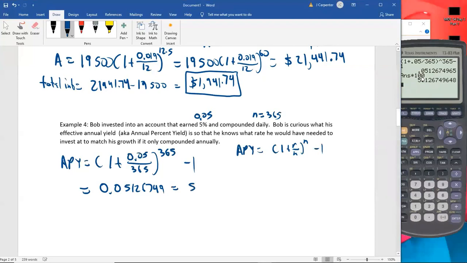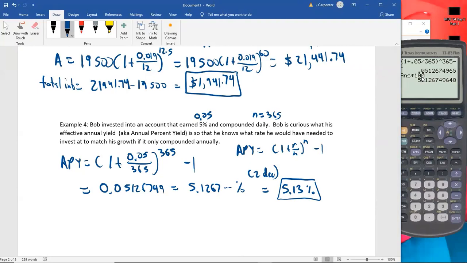So as a percent, this would be 5.1267 and so on percent. Let's take this to 2 places. This will be 5.13%. That's his effective rate. So by him gaining it's a 5% rate. So you'd think you'd get 5% over a year, but because you compound more frequently, you get a little more. And that little more being that extra 0.13.